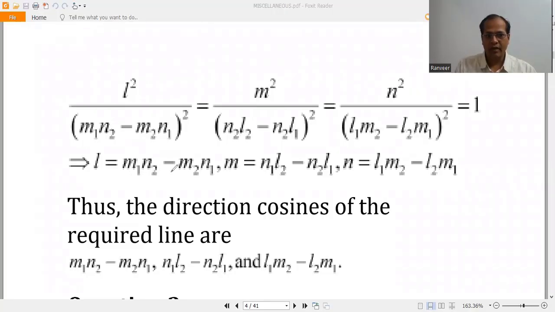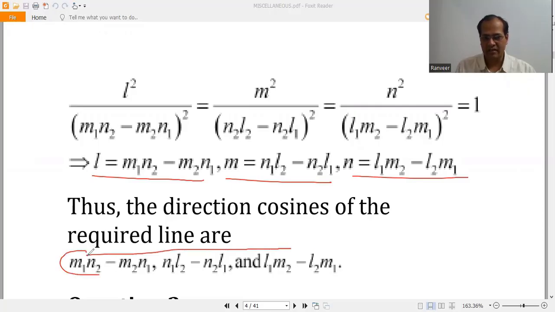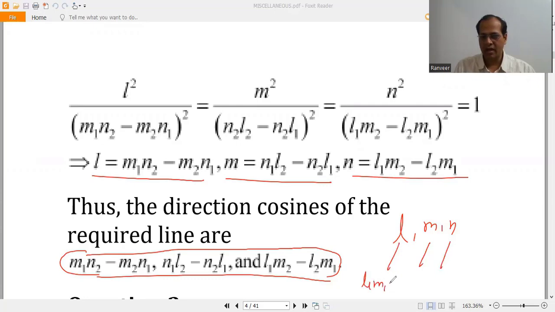M1 N2 minus M2 N1. This is the L, this is the M, and this is the N value. So the direction cosine is nothing but the direction cosine of the given line, which is L, M, and N, which is perpendicular to the lines L1, M1, N1 and L2, M2, N2. So this is the proof.